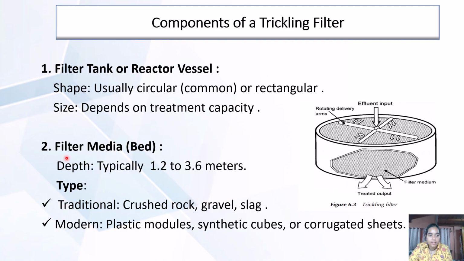The second is the filter media. Basically, this is the surface area for the microbial growth. This is the filter medium here, and the depth is typically 1.2 to 3.6 meters. There are two types: the traditional media that includes crushed rocks, gravels, and slag, and the modern media that includes plastic modules, synthetic cubes, etc.